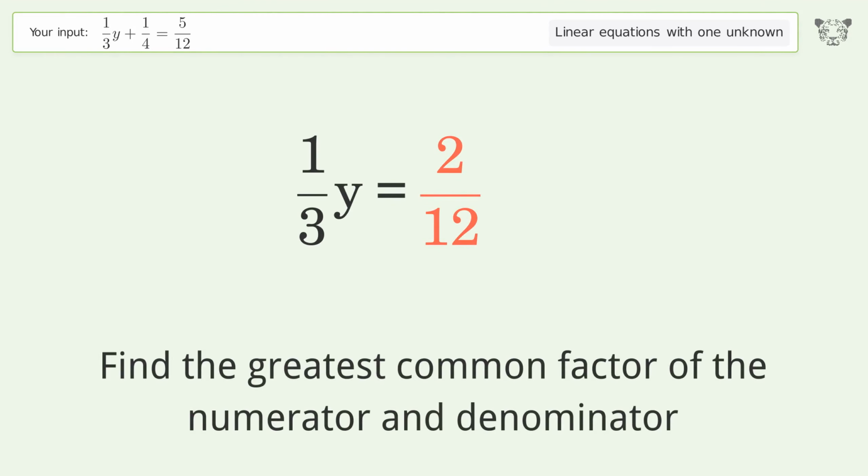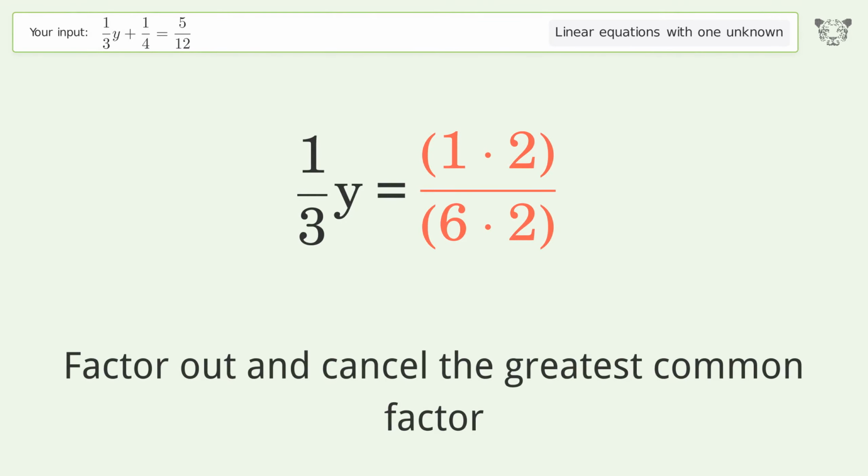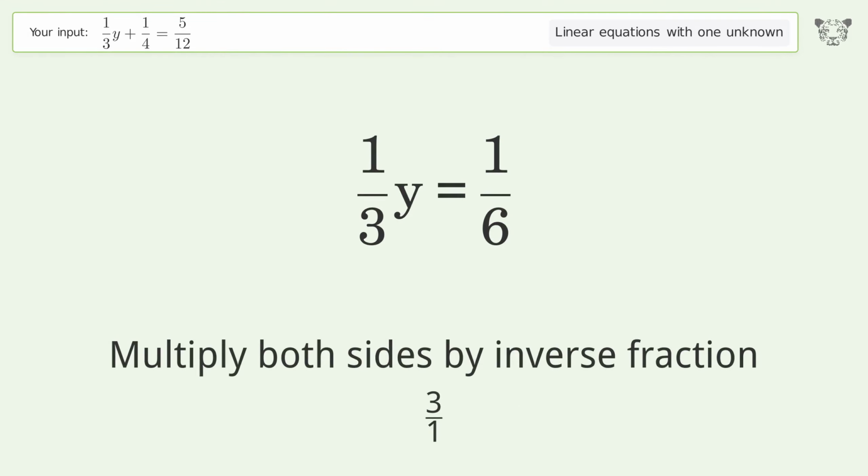Find the greatest common factor of the numerator and denominator. Factor out and cancel the greatest common factor. Isolate the y. Multiply both sides by inverse fraction 3 over 1.